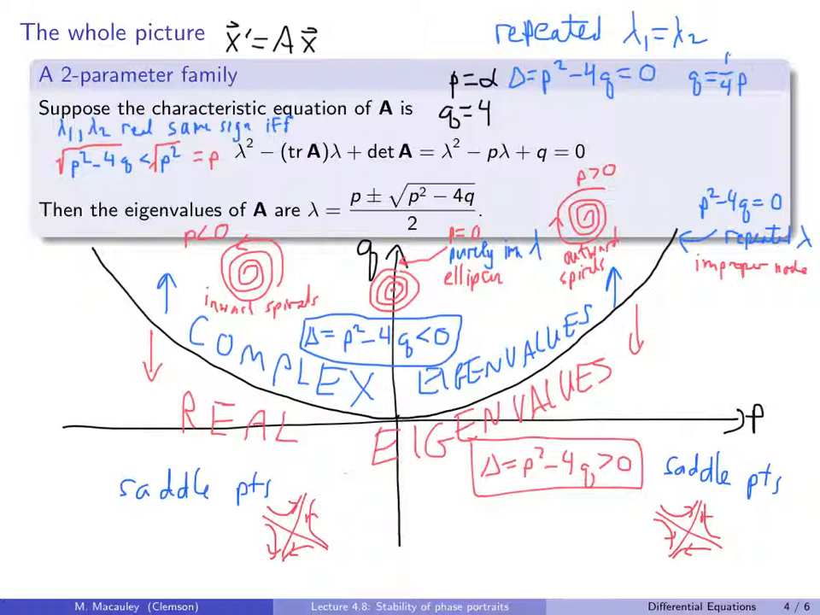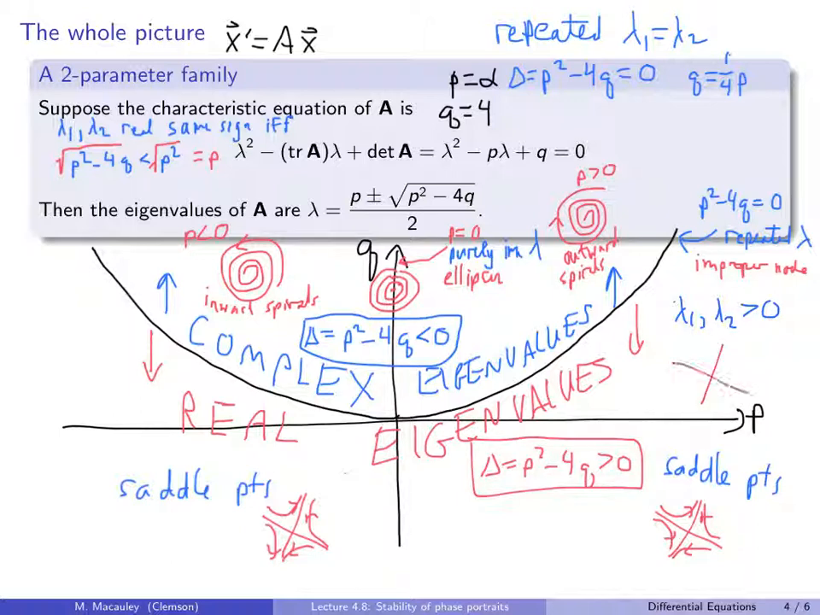Okay, let's go above the p-axis. So in here, we're going to have eigenvalues of the same sign, and p is going to be positive. So we have a positive number plus or minus something less than p. So up here, we're going to get lambda 1 and lambda 2 greater than 0. So we're going to get these nodes.